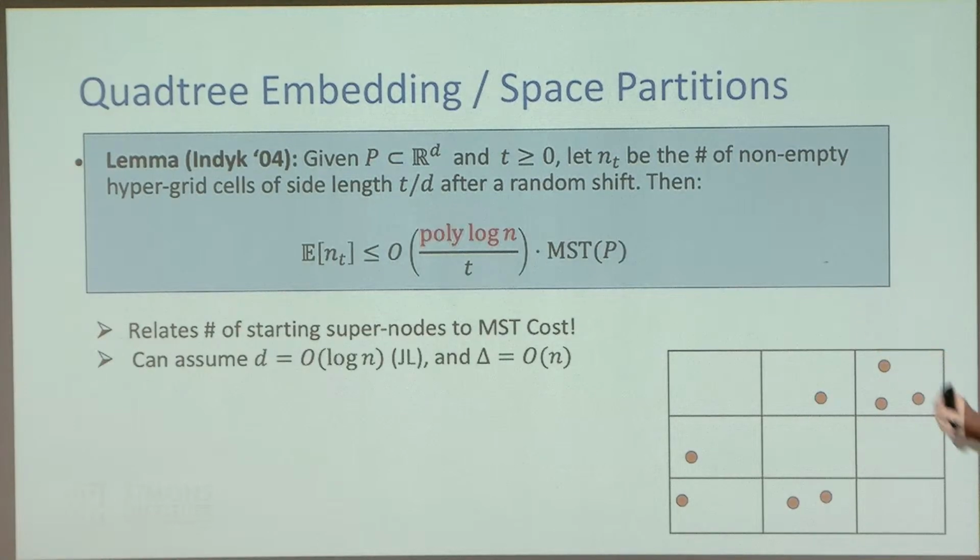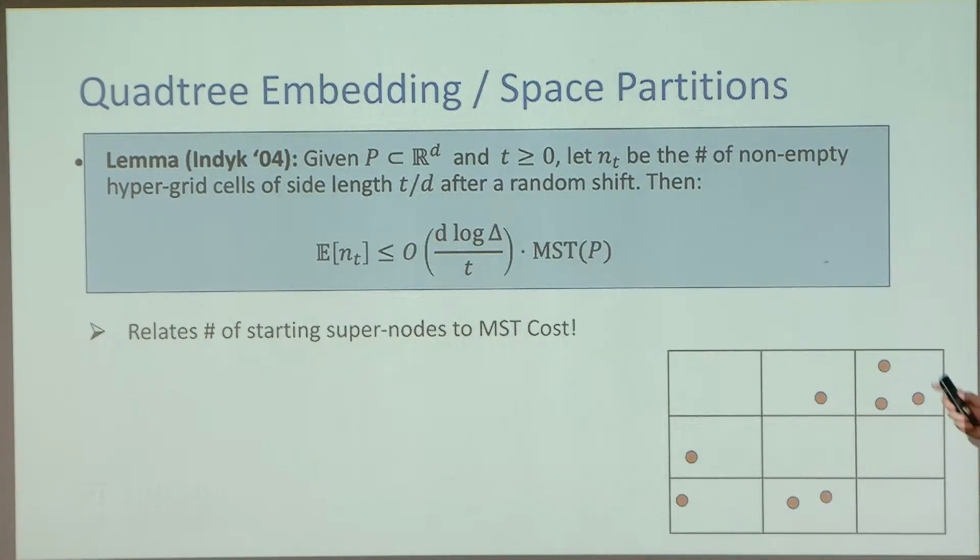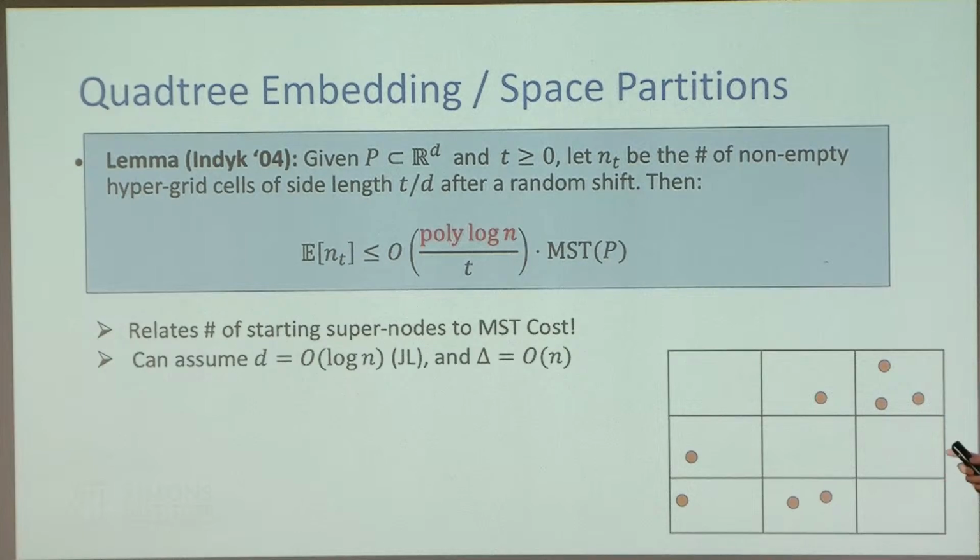Actually, I do not care about the exact number here. What I need to know is that I can use the JL to reduce the dimension to log n, and delta is poly n. So after that, d is something like log n. So it's something like your number of supernodes is polylog n over t times your MST.